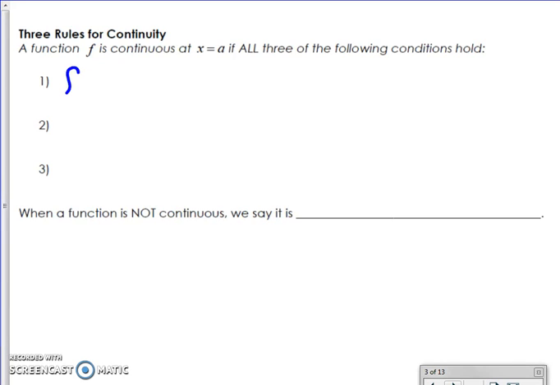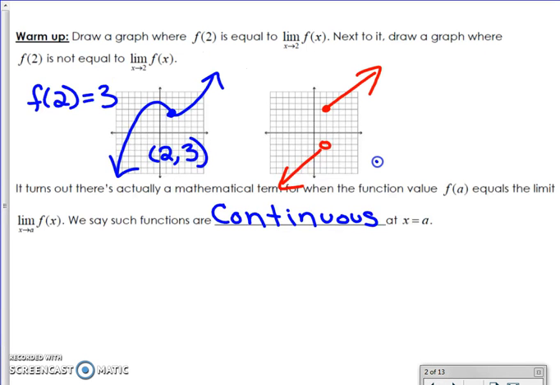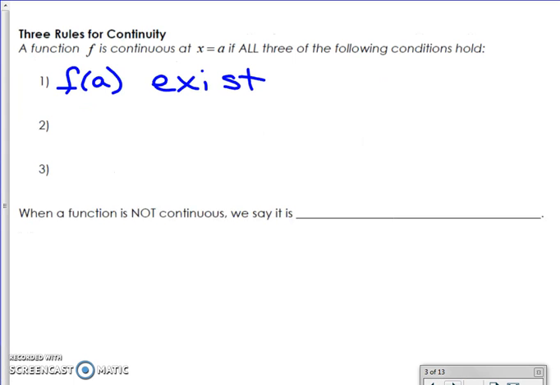So for it to be continuous, first of all, f of a has to exist. What does that mean? It means that on that last example, if this was a closed circle over here as well, that would have been bad because there would have been no f of 2. So f of whatever has to exist, okay? And the second rule is that the limit as x approaches a of f of x has to exist as well.